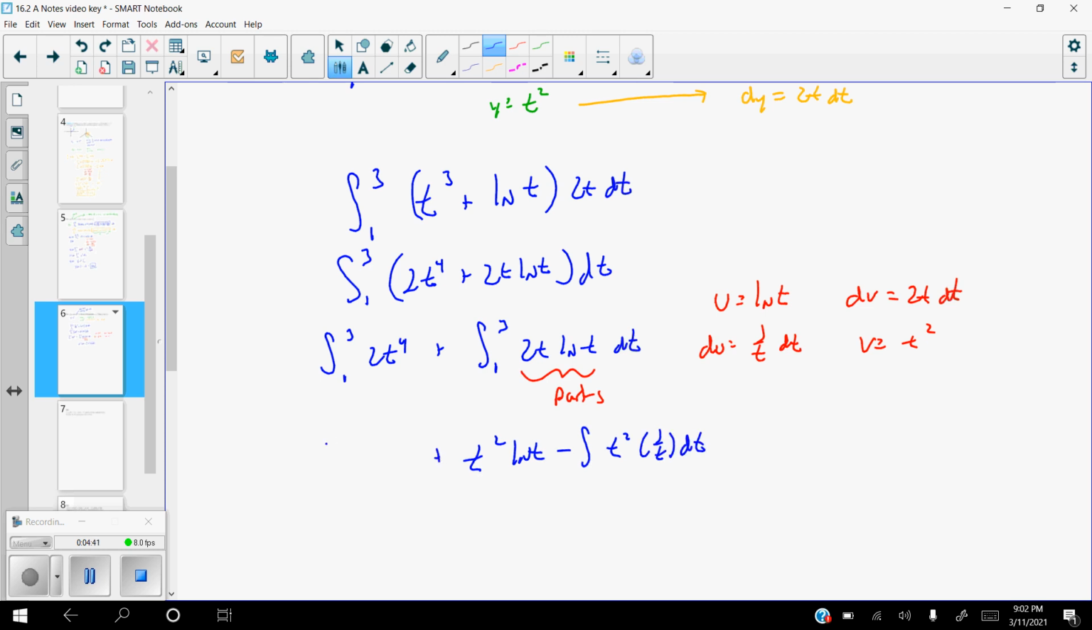Don't forget I've still got this other integral out here that we have to deal with. That one will be easy. Oops, I forgot the dt part here. Easy to do. I forgot to distribute the dt.